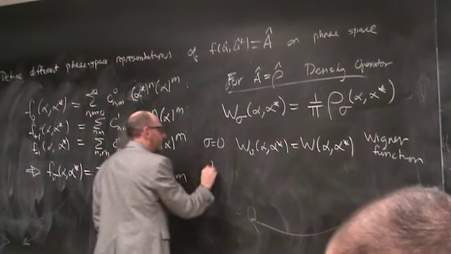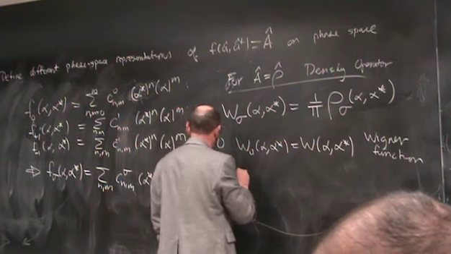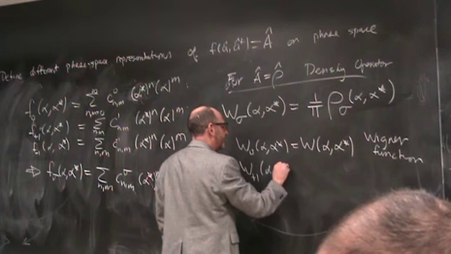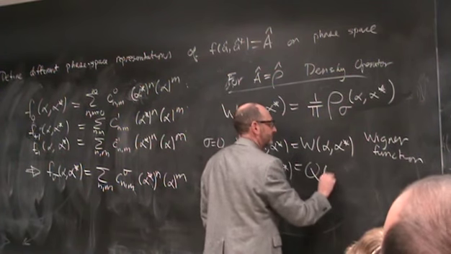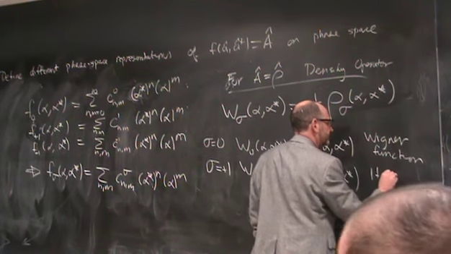When sigma is plus 1, this thing is called typically Q. And that is the Husimi function.